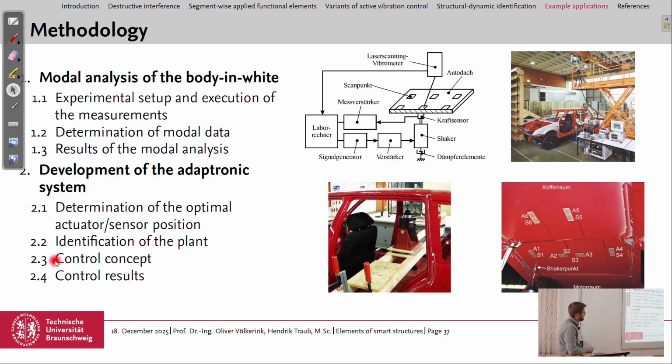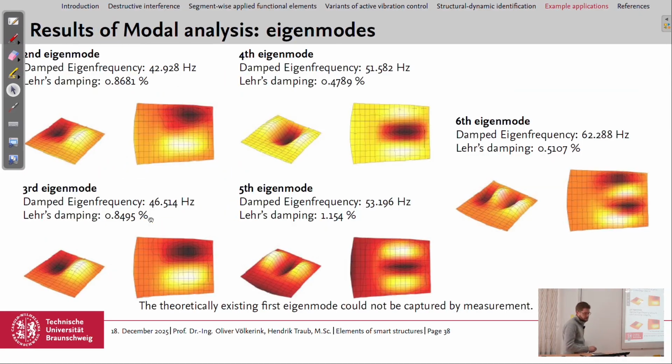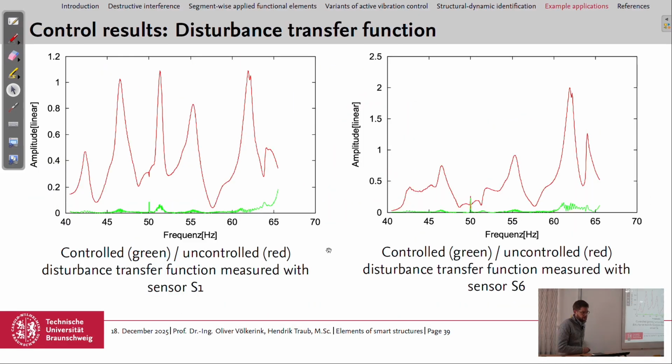I think there's a mistake in translation. And the results were that the second, third, fourth, fifth, and sixth eigenmodes were identified experimentally, and the first eigenmode could not be captured by the experimental measurement, but the second one at around 43 Hertz, the third one at 46 Hertz, the fourth at 52, and so on. And then the system was tested.